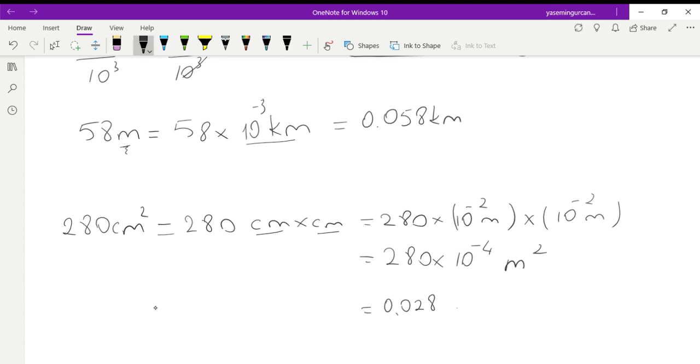The 0 is depending on the question whether you need to keep 2 digits or 3 digits. You just need to pay attention to that. That should be given in the question. So please read the question carefully. So you have 280 centimeters square is equal to 0.028 meters square.